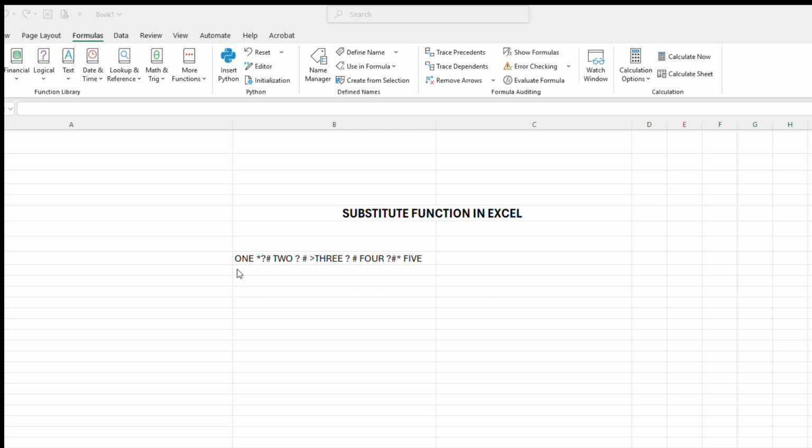Today we are going to learn how to use the SUBSTITUTE formula in Excel. This is for when you have large data. For example, you want to get rid of this key, question mark, hashtag, and greater than. So you have to substitute them with something else or keep it blank.